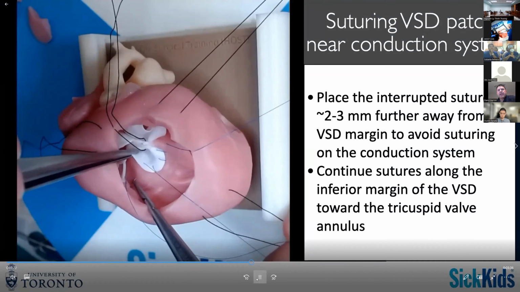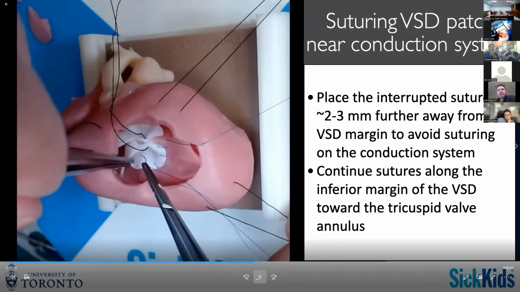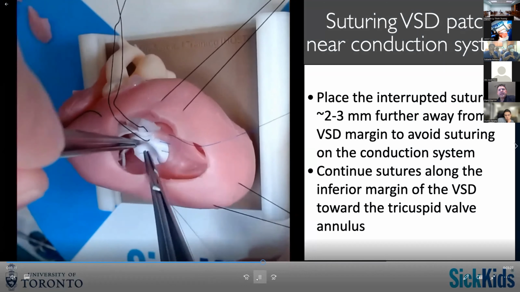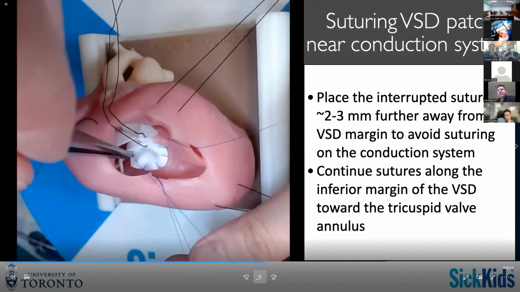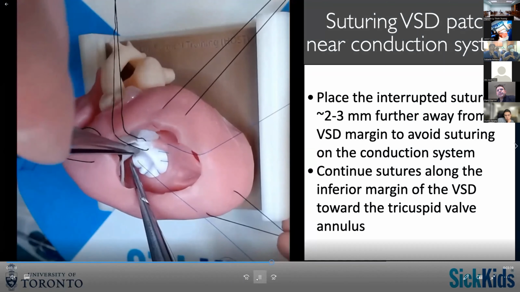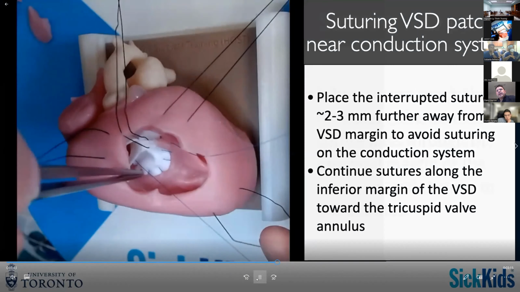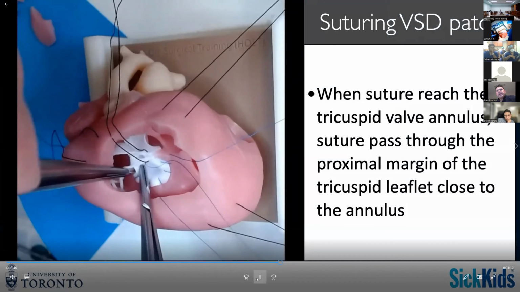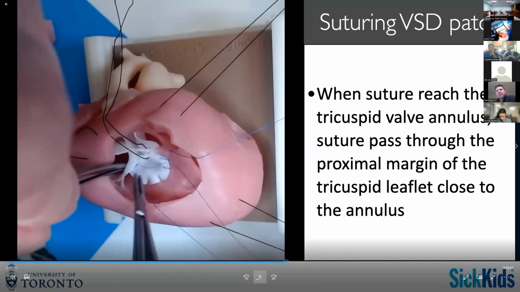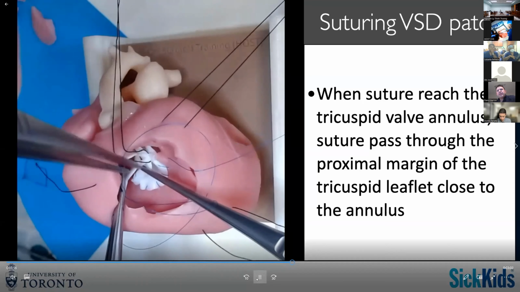So here we step away from the margin with the sutures as we come up towards the underside of the tricuspid valve. So again, step away from the edge as we come up. And then as we approach the tricuspid valve itself, the suture actually passes through the hinge point of the valve. So we don't pick up any muscle at all, but just exclusively through the hinge point of the valve.